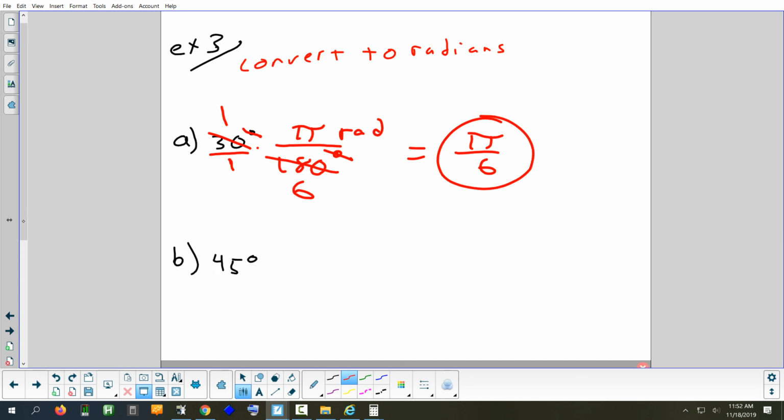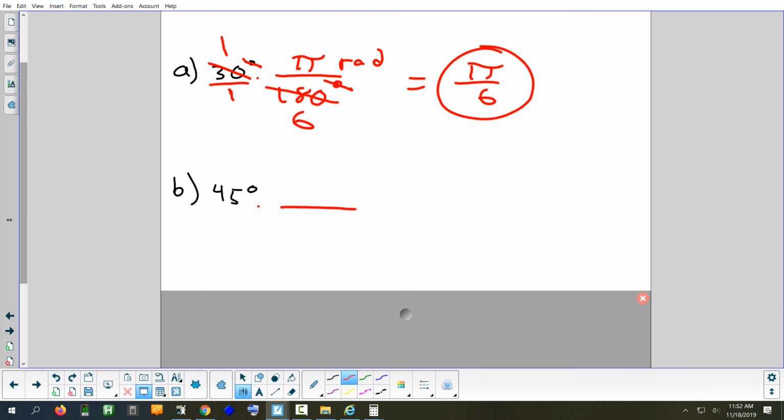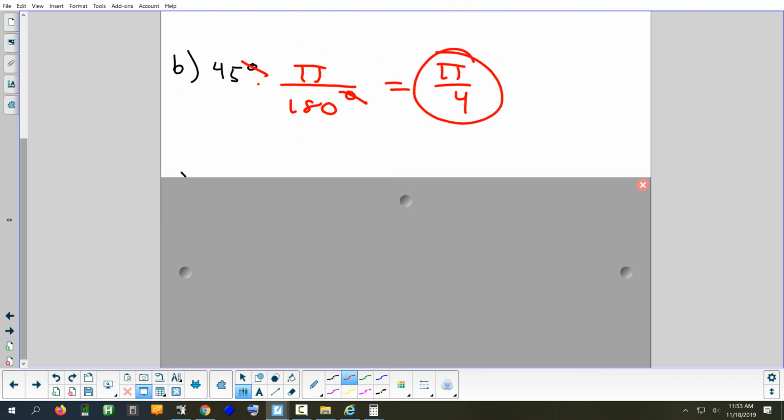Okay, let's do 45. Where would degrees have to go to cancel out? Bottom. What number in the bottom? 180. In the top? Pi. Remember it says RAD, so that's invisible. Degrees cancels. And now we're just reducing 45 into 180. Pi over 4. That's your answer. 45 degrees is pi over 4 radians.